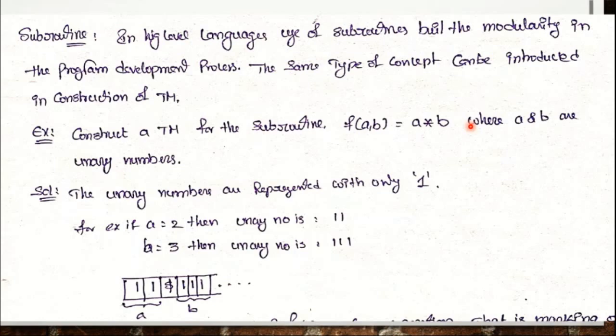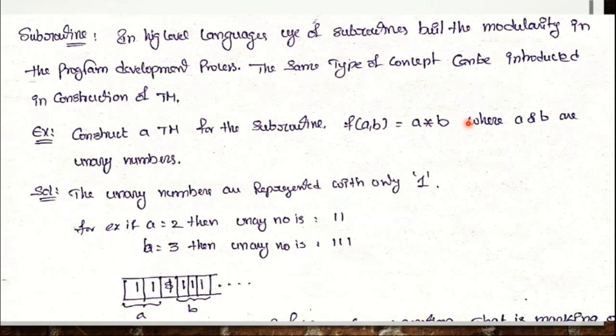Whatever computations can be performed by a general purpose computer, all those things can be implemented with the help of a Turing machine. Okay, fine. So first of all, we discuss what is meant by a subroutine. In high level programming languages, subroutines are used to build modularity. With the help of subroutines we can repeat the same code multiple times. The same type of instructions can be repeated multiple times. That is nothing but a subroutine.